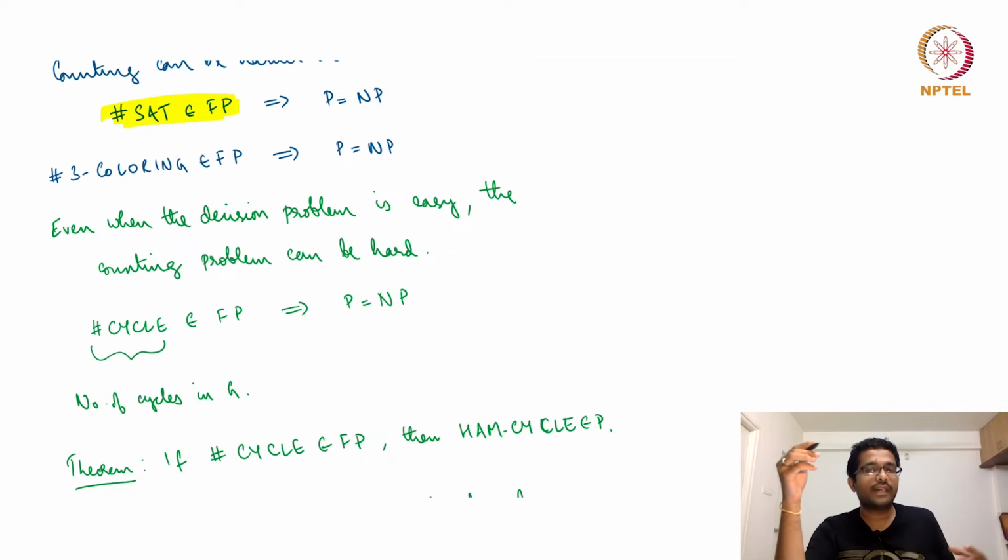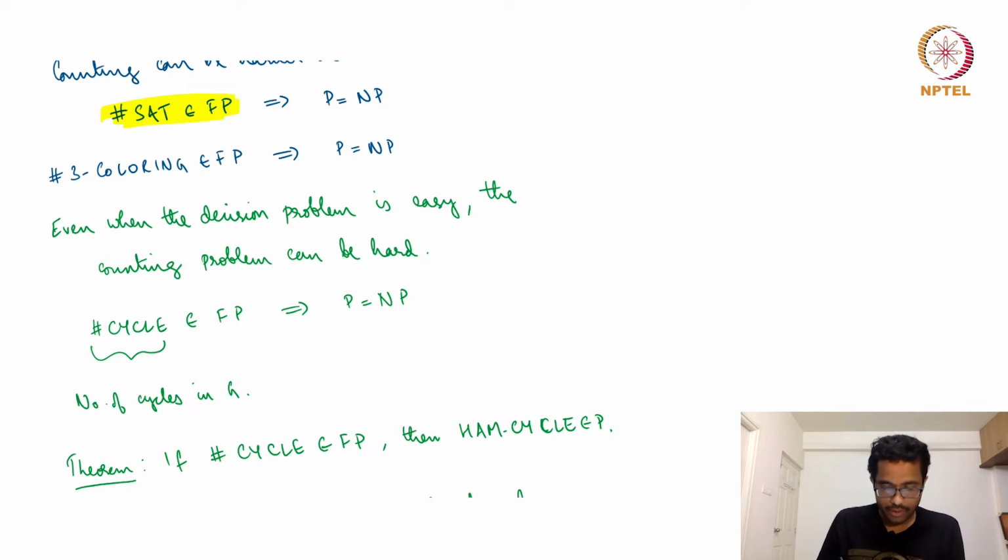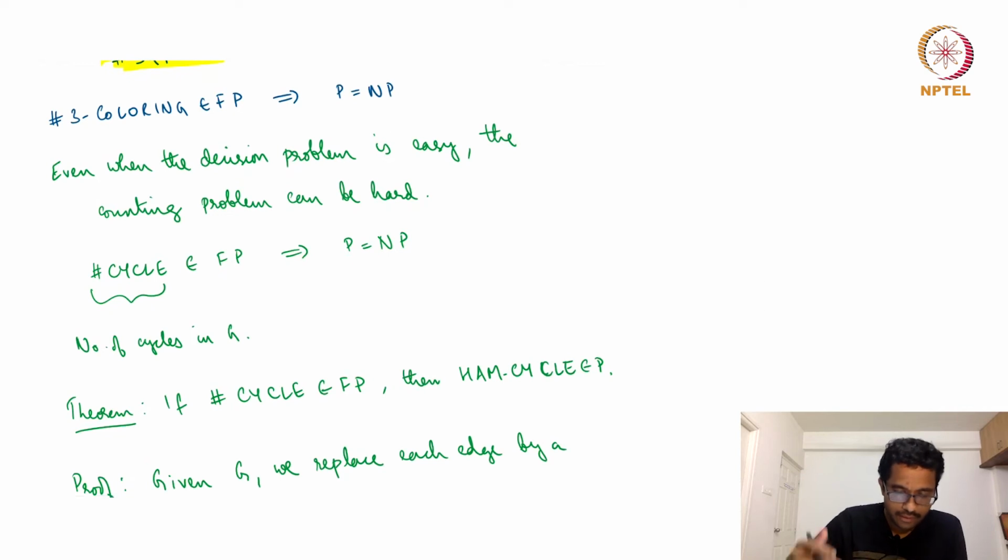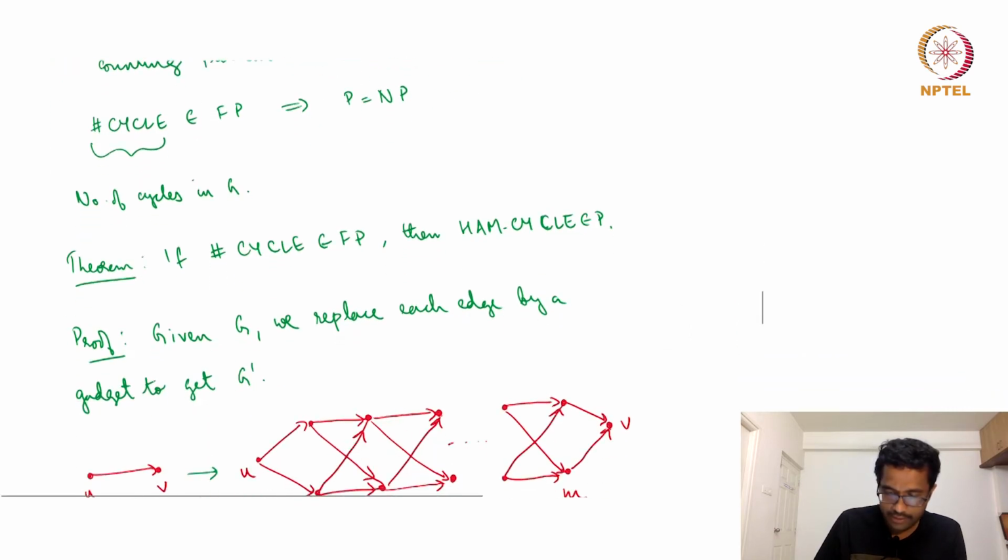To decide whether the graph has a cycle can be done in deterministic polynomial time. Now we are saying that if we have an algorithm that counts the number of cycles in polynomial time, then P equal to NP. So counting the number of cycles implies P equal to NP. The decision version is easy because it's easy to decide whether the graph has a cycle, but the counting version is as hard as NP complete.